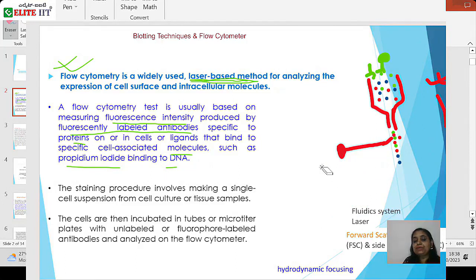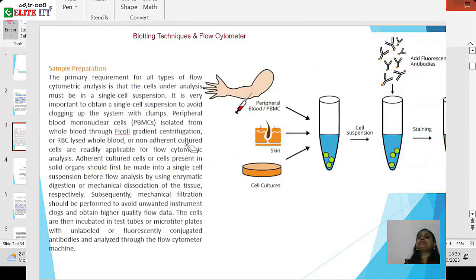Other than that, fluorescent light is also detected, because a fluorescent compound is attached to the molecule. So the fluorescent compound is also detected here. Okay, now going to how samples are prepared for the flow cytometer.